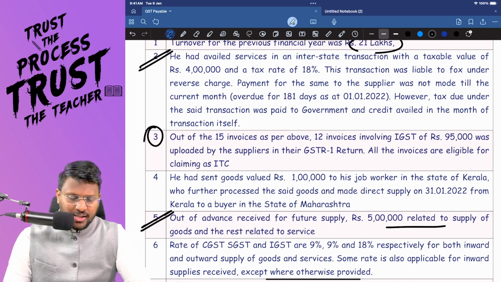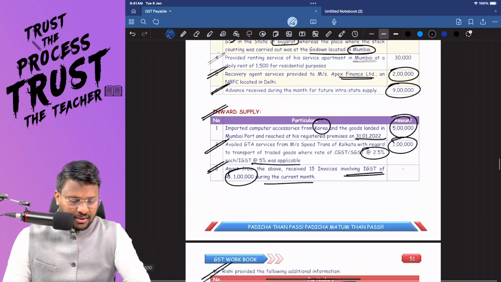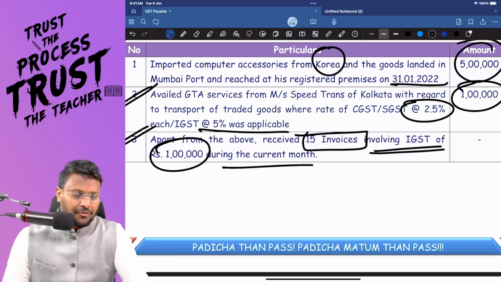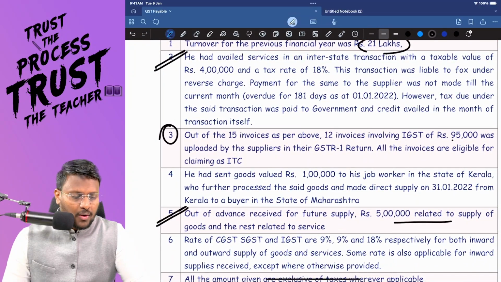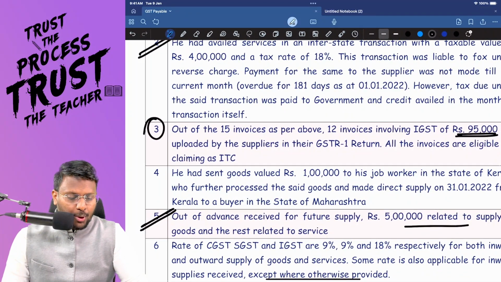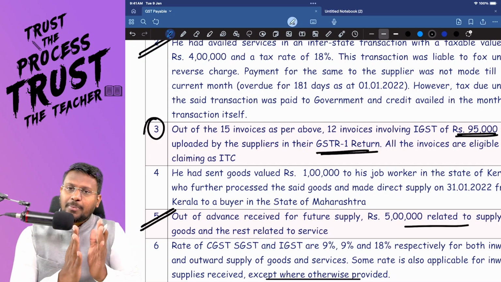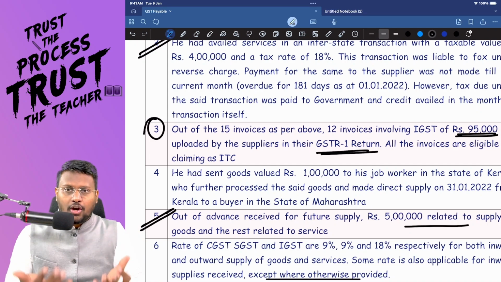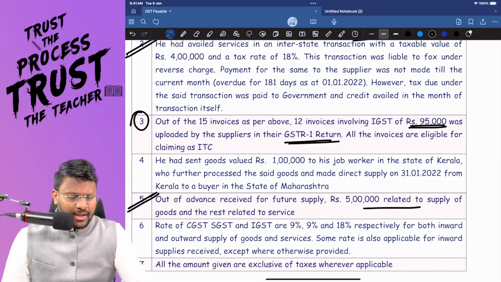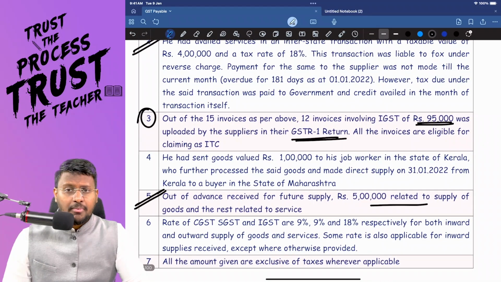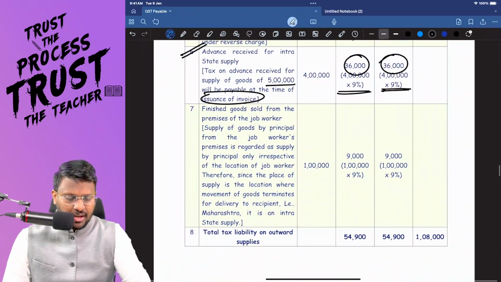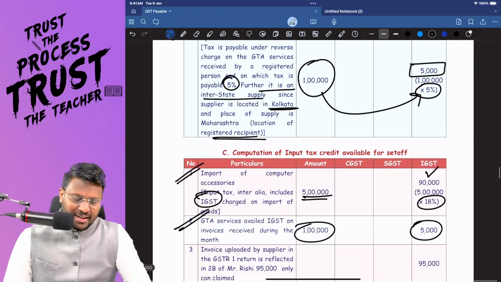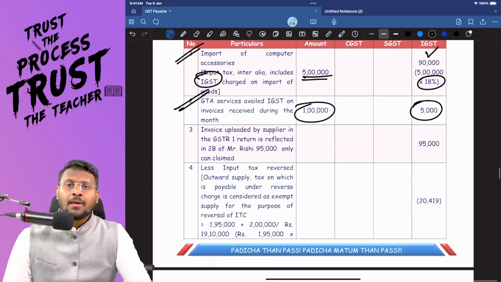Out of 15 invoices, my dear lovable students, because in the above they said that, sir, apart from the above, received 15 invoices, for that the IGST of 1 lakh during the current month. Out of those 15 invoices, 12 invoices involving IGST of how much was uploaded by the supplier in GSTR1? Very good. That means you are entitled to take credit of IGST. All the invoices uploaded are eligible for claiming as ITC. That means the remaining 5,000 will be swaha, because out of 1 lakh rupees IGST, only 95,000 IGST is reflected in GSTR1.